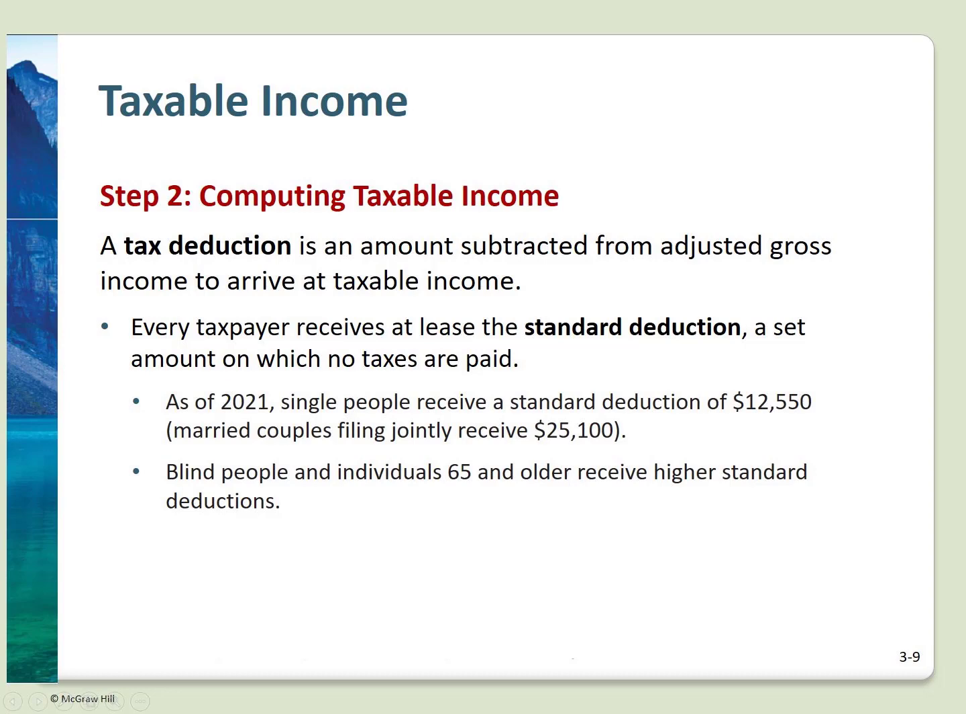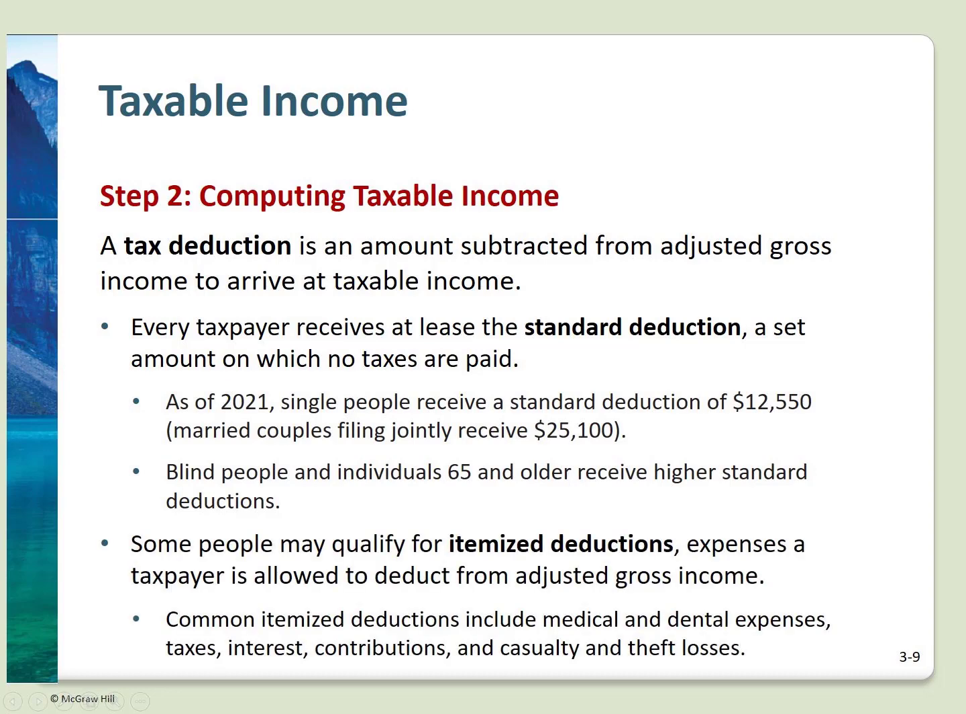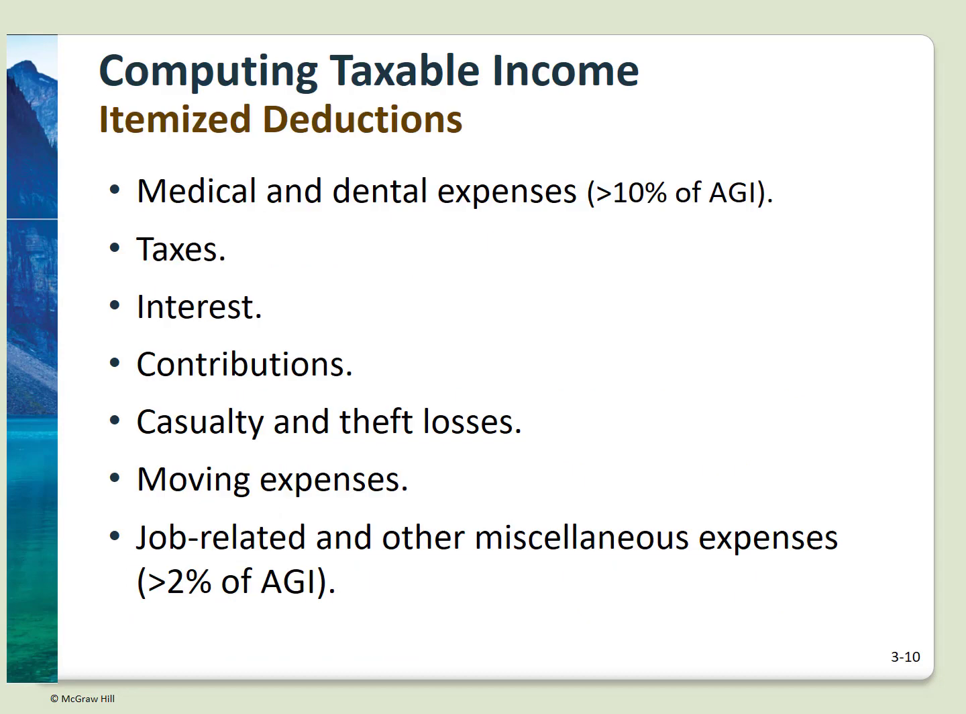Each taxpayer receives a standard deduction. As of 2021, the standard deduction is, for a single taxpayer, $12,550, and for married couples filing jointly, $25,100. Higher deductions are allowed for the blind and those over 65. With these higher standard deductions, fewer filers qualify for more than the standard deduction by itemizing their deductions. Itemized deductions require more complex filing, but the higher deduction can be worth it.